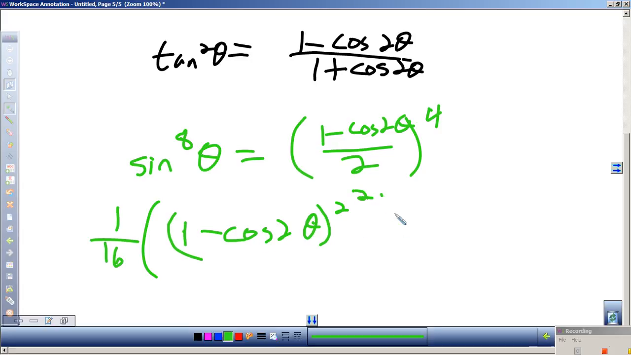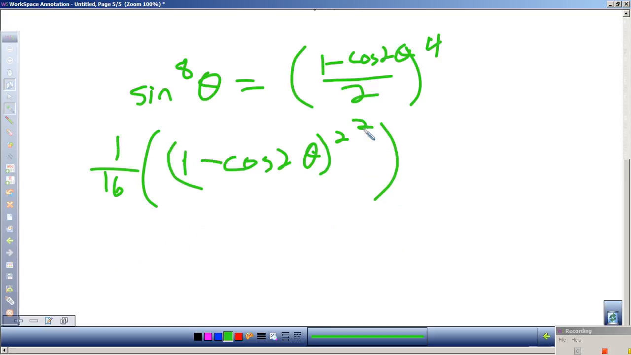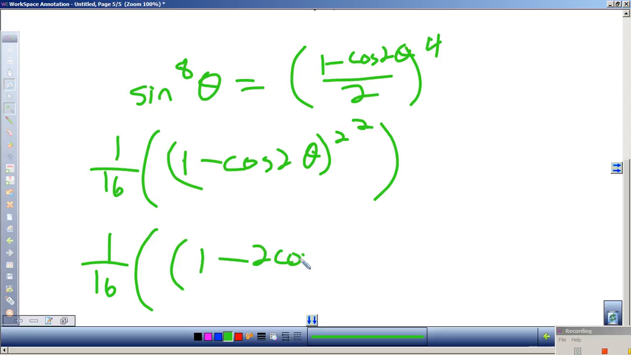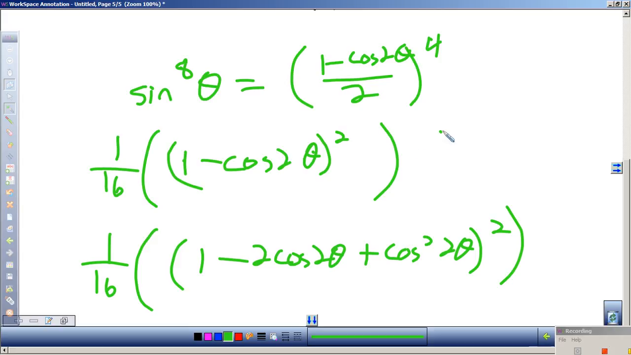What I basically want to do is square this, because I can square it in my mind more easily than I can raise it to the third. So 1 over 16 times 1 minus 2 cosine 2 theta plus cosine squared of 2 theta. What I did is I took this 2 and squared this, and I still have this 2 out front.